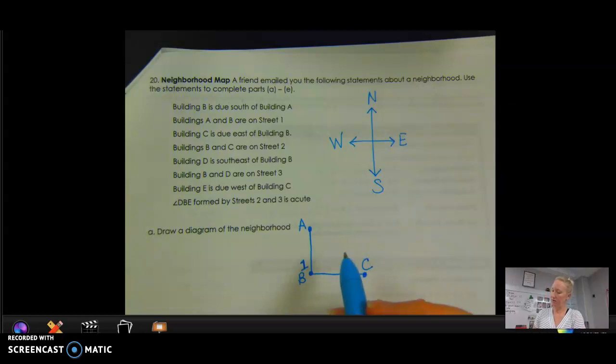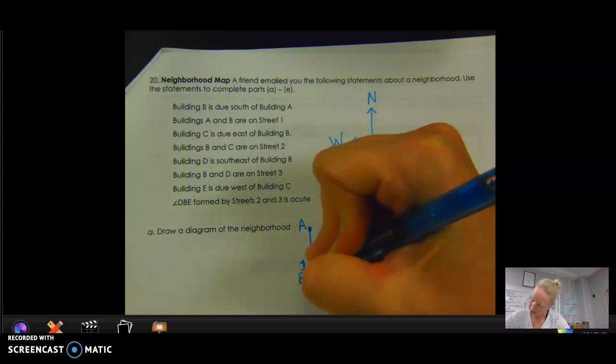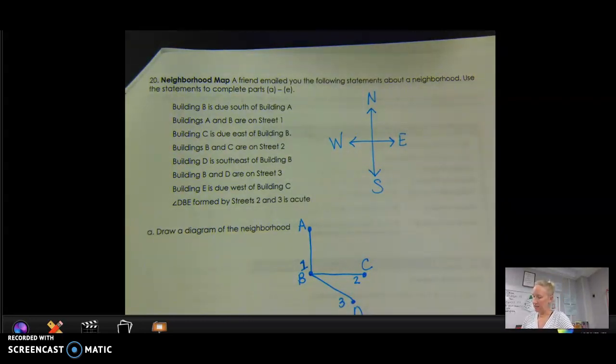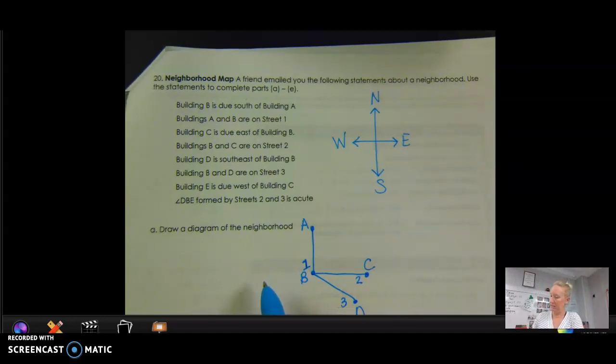D is south, east, so south and east, so somewhere down here. So this would be south, this would be east, so if I combine that, it would be somewhere over here. That's where D is, and it's on Street 3. E is due west of Building C. West would be this way. So it's somewhere over here, right? Building E is due west of Building C.